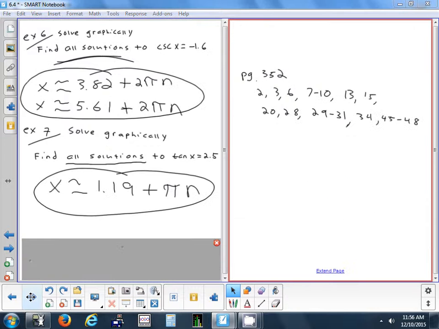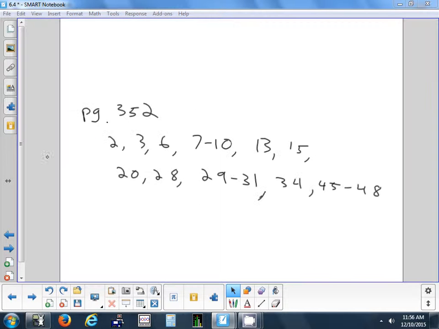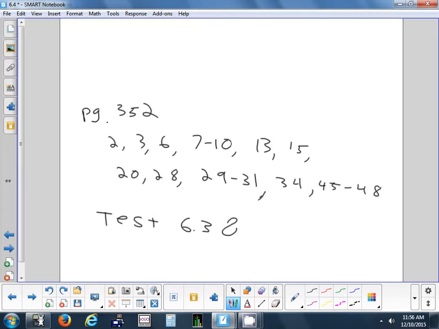All right. So homework, again, tonight will be in the book. It's page 352. Problems 2, 3, 6, 7 to 10, 13, 15, 20, 28, 29 through 31, 34, and 45 through 48. All right, so we'll take a look at that first thing tomorrow. We have our test tomorrow, which is just on what we did this week, 6-3 and 6-4, and I will be here after school for extra help today.